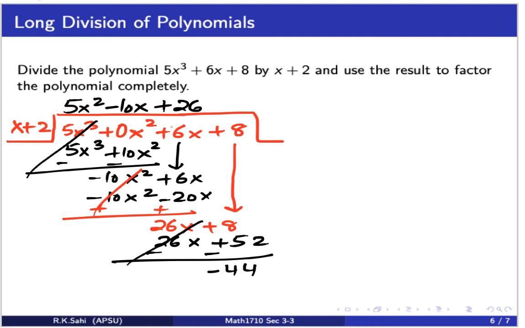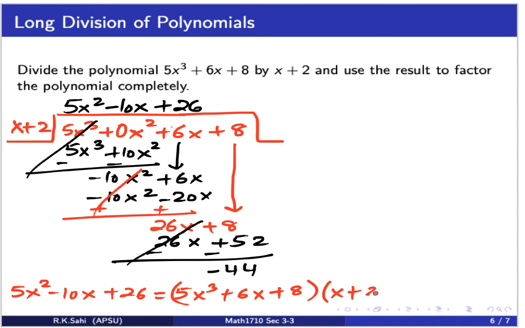Remember, we write this as 5x squared minus 10x plus 26 times x plus 2 equals 5x cubed plus 6x plus 8. Now you don't have to remember 0x squared. It is just when we're doing the process, the long division. Okay, x plus 2, plus, oh sorry, not plus, it's a negative 44, guys, remember. Minus 44.